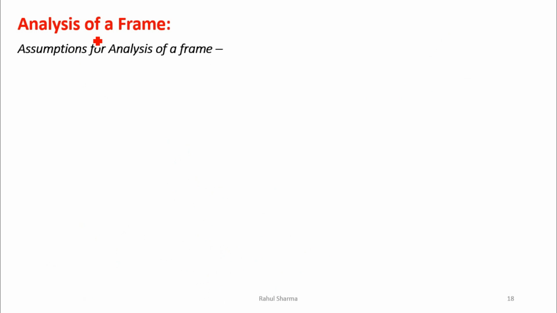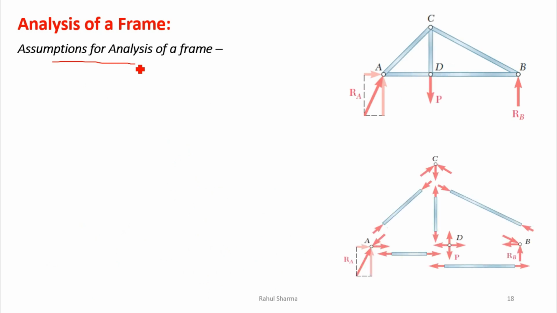Whenever we have to analyze a frame, we have to go for a few assumptions, only then we can calculate. First assumption: the truss is a perfect one and statically determinate. We have to remember always, we are not going to challenge the number of members. We are not going to find out the number of joints and number of members. Whenever a truss is given in numericals, we have to assume that it is a perfect truss.